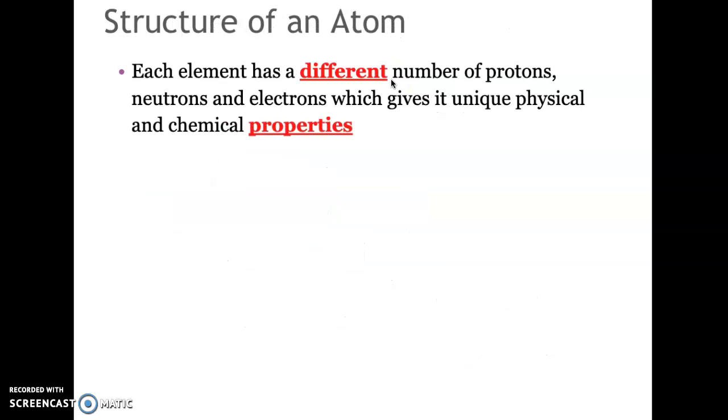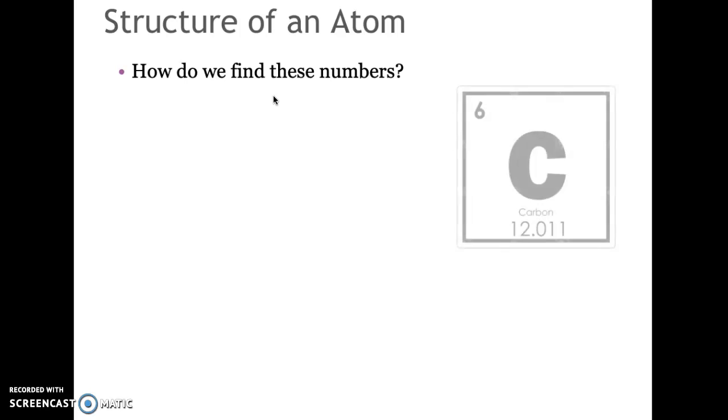Okay, so each of the elements, if you look at the periodic table, has a different number of protons, neutrons, and electrons. And these numbers give it unique physical and chemical properties. We talked about physical and chemical properties before. So we can use these numbers to figure out the difference between these atoms. But how in the world do we come up with these numbers of electrons, neutrons, and protons? Well, we can use the periodic table.